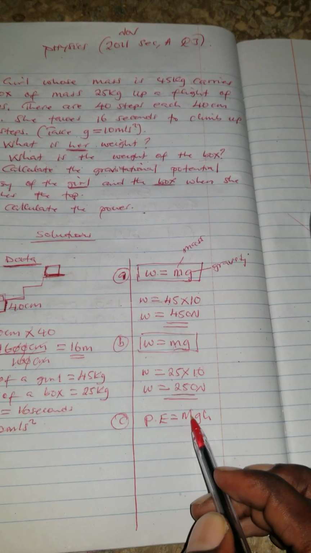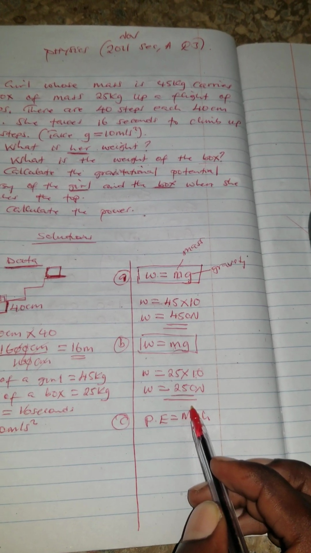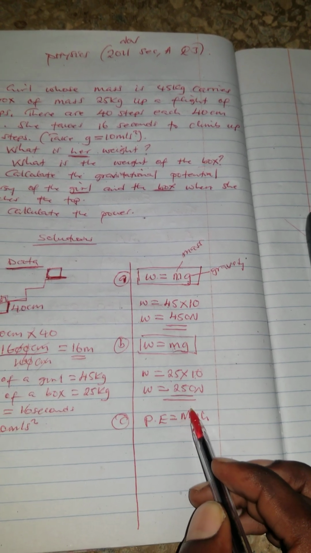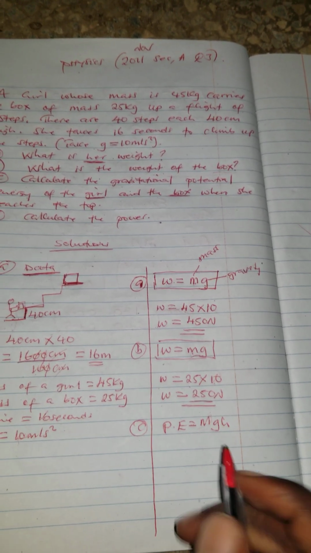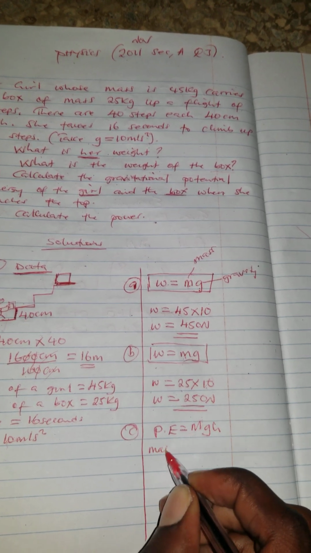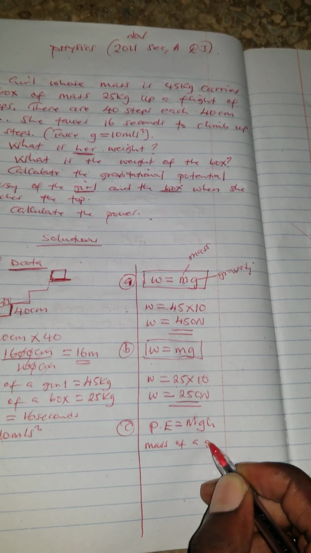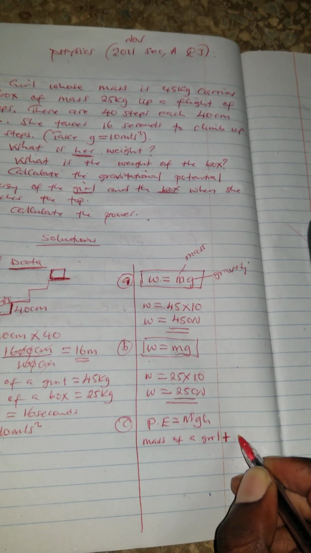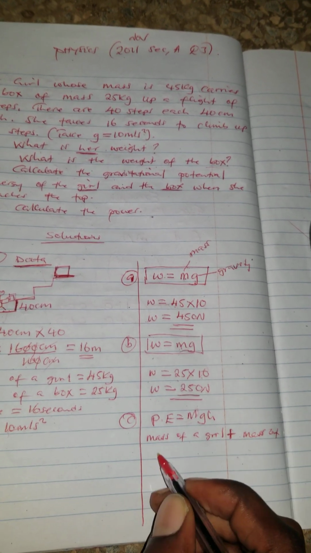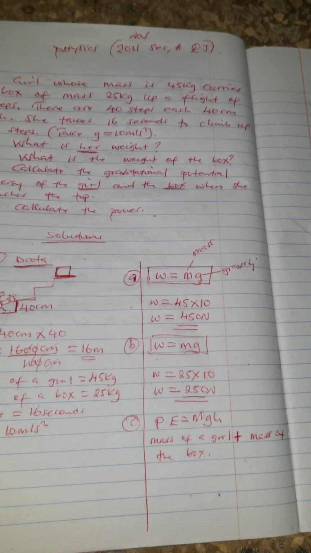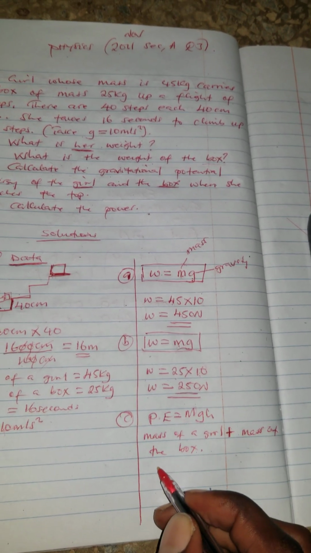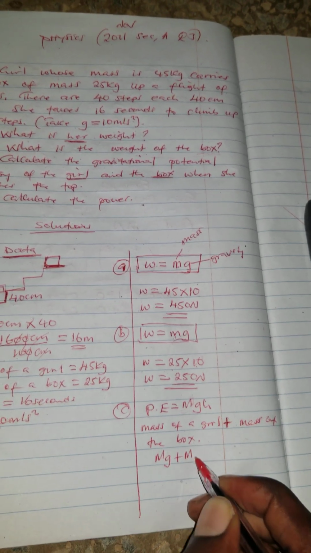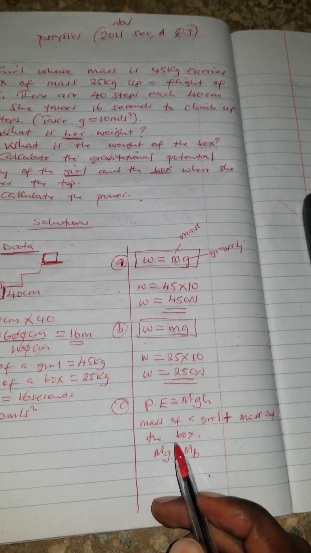We are going to use the mass of the box and the mass of the girl. We are going to add them together so that we can get the potential energy here. Since we are dealing with two objects, you say mass of the girl plus mass of the box. I'll write it as m_g plus the mass of the box, using them as subscripts.